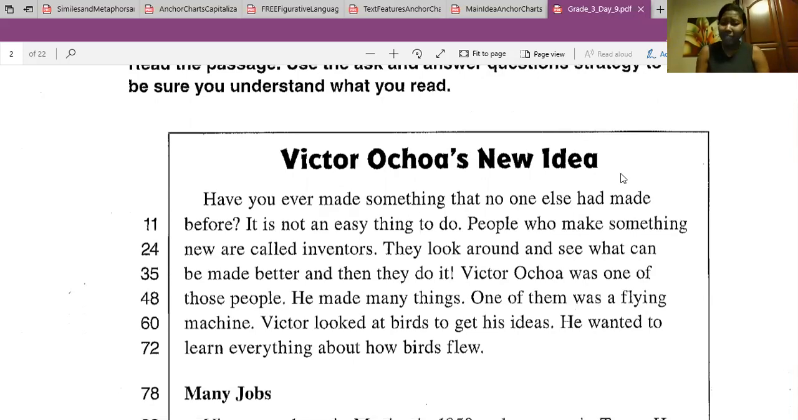Victor Ochoa's new idea. Have you ever made something that no one else had made before? It is not an easy thing to do. People who make something new are called inventors. They look around and see what can be made better, and then they do it. Victor Ochoa was one of those people. He made many things. One of them was a flying machine. Victor looked at birds to get his ideas. He wanted to learn everything about how birds flew.